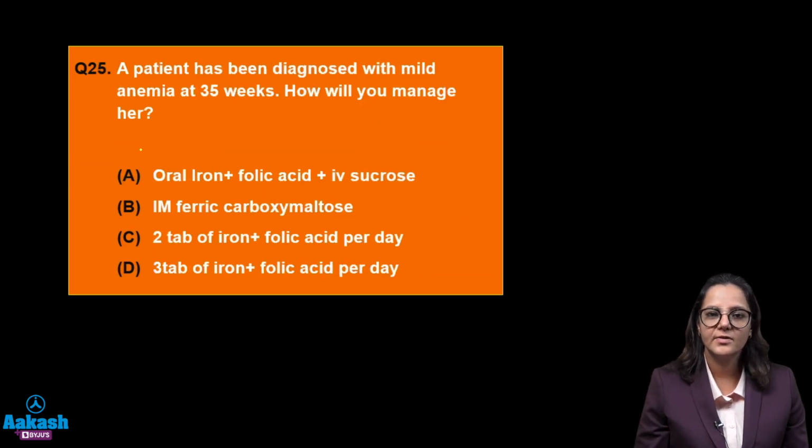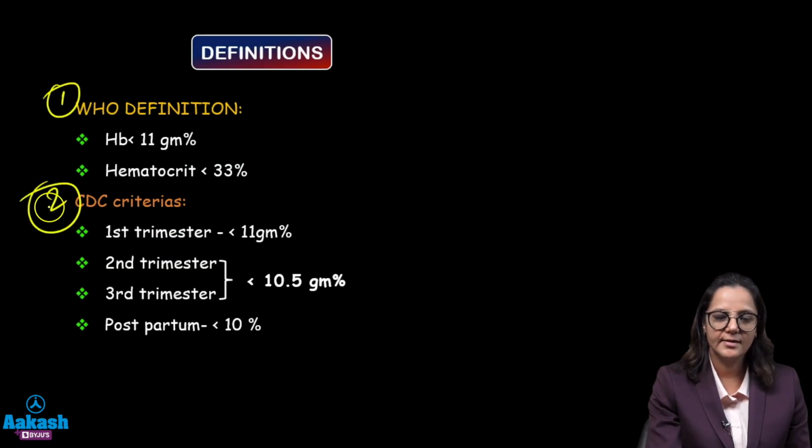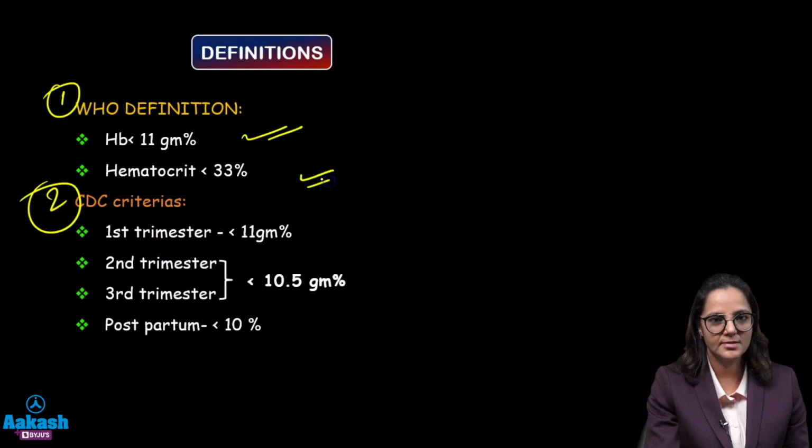A patient has been diagnosed with mild anemia at 35 weeks. How are you going to manage her? So first of all, what is the definition of anemia? There are two definitions, as per WHO and as per the CDC criteria. WHO says any hemoglobin less than 11 gram percent or hematocrit less than 33%.